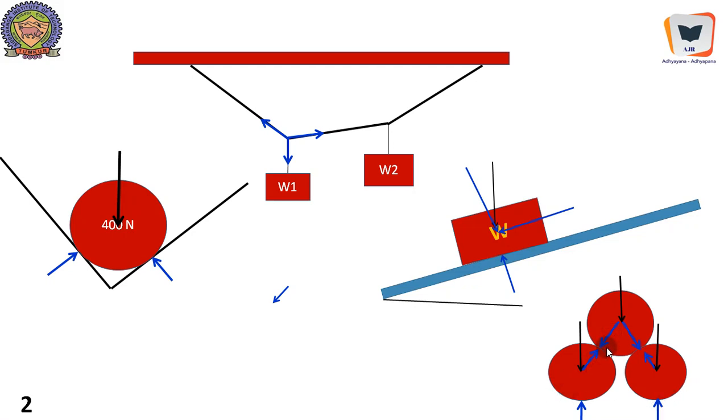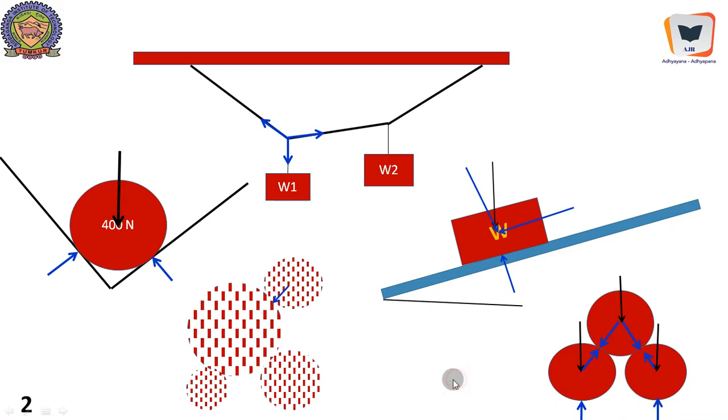Therefore, these blue lines are reactive forces and the black lines are the active forces. Black lines are the causes, or the active forces are the causes, and the reactive forces are the effects. Anyway, active forces and reactive forces in tandem will keep the system in equilibrium.